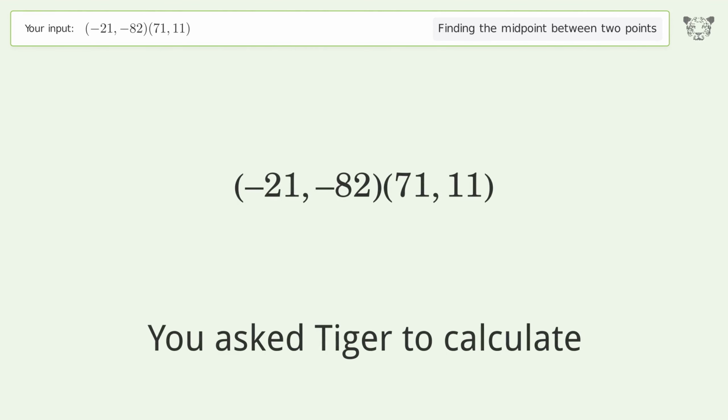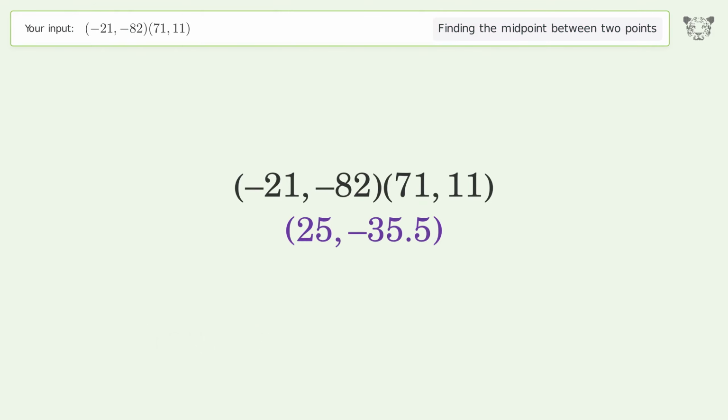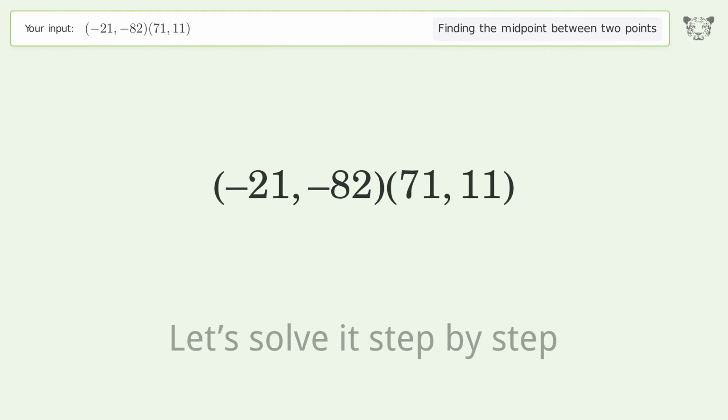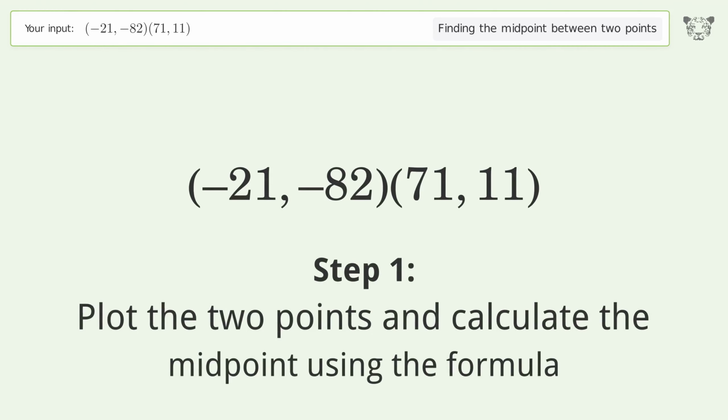You ask Tiger to calculate. This deals with finding the midpoint between 2 points. The midpoint between the 2 points is (25, -35.5). Let's solve it step by step. Plot the 2 points and calculate the midpoint using the formula.